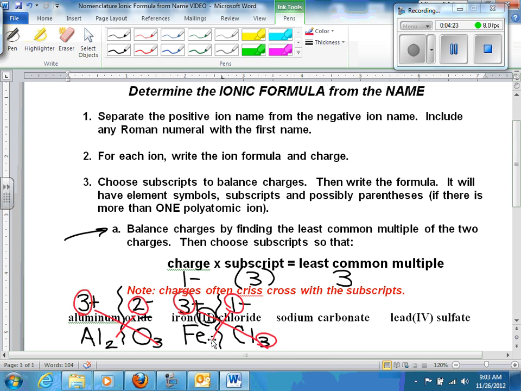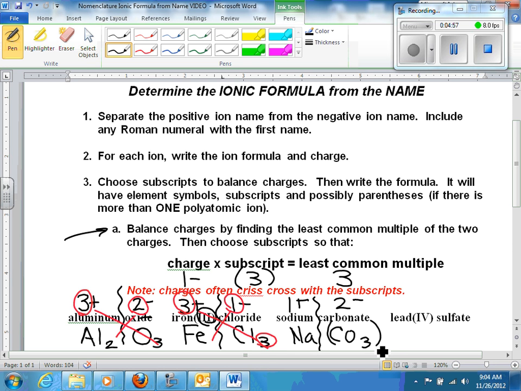Let's try another one. All right, so sodium carbonate. Let's go ahead and split the two. Sodium is Na, and its charge is 1+. Carbonate is CO3 2-. Something I'm going to tell you: a lot of you may want to put parentheses around your polyatomic ions, because if you need more than one of those, you're going to want to make sure that you have parentheses.